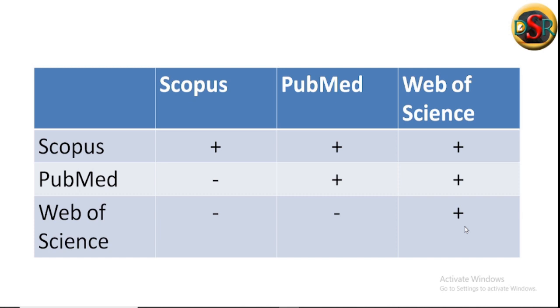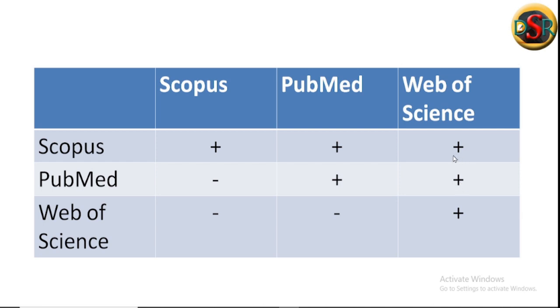Therefore, for search feasibility, first search whether a journal is Scopus indexed or not. If a journal is Scopus indexed, then it will surely be in PubMed and Web of Science. Later, if a journal is not in Scopus, only then check its PubMed indexing. If not in PubMed, then only check Web of Science.